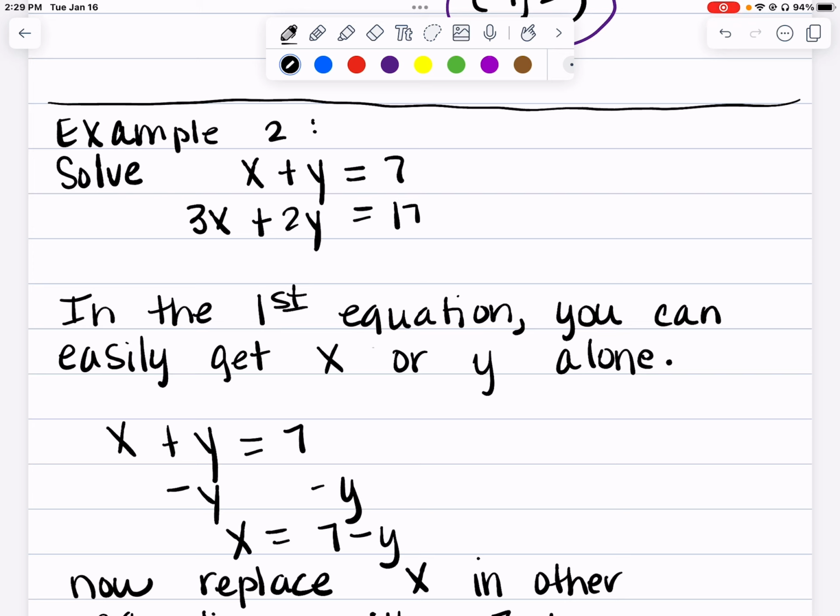Example 2, solve x plus y equals 7, 3x plus 2y equals 17. In the first equation, you can easily get x or y alone. So I've got x plus y equals 7. If I subtract y on both sides, x equals 7 minus y.